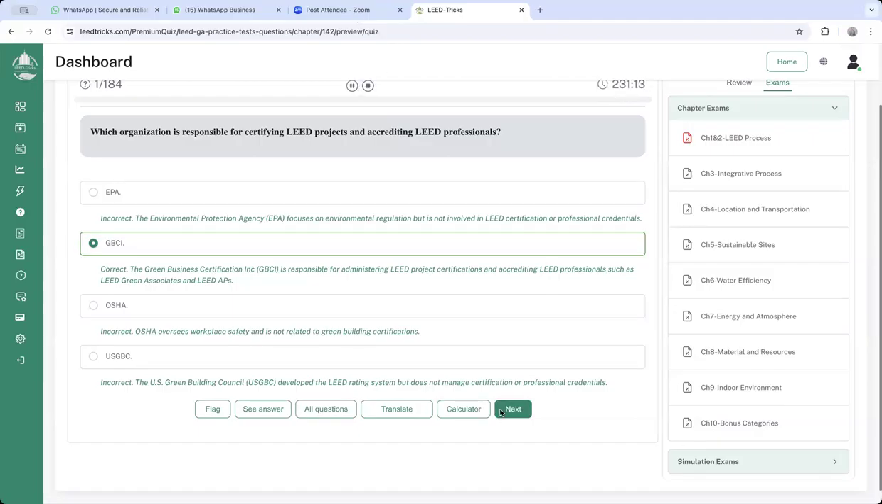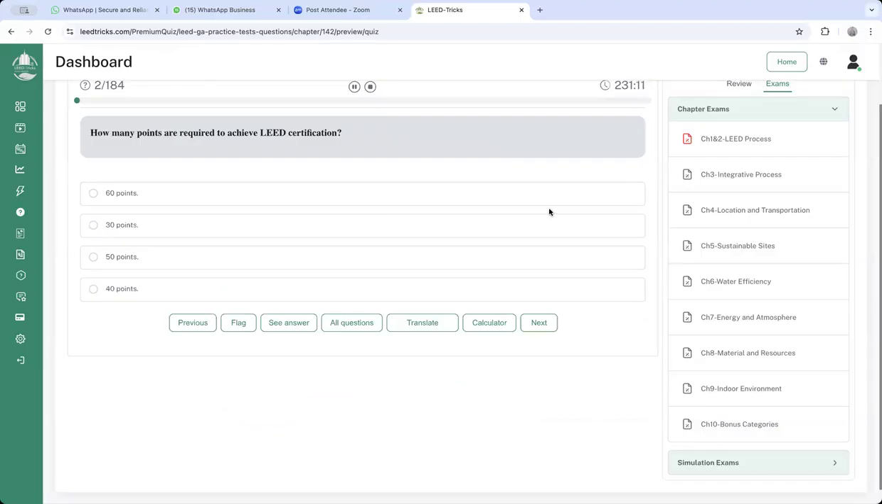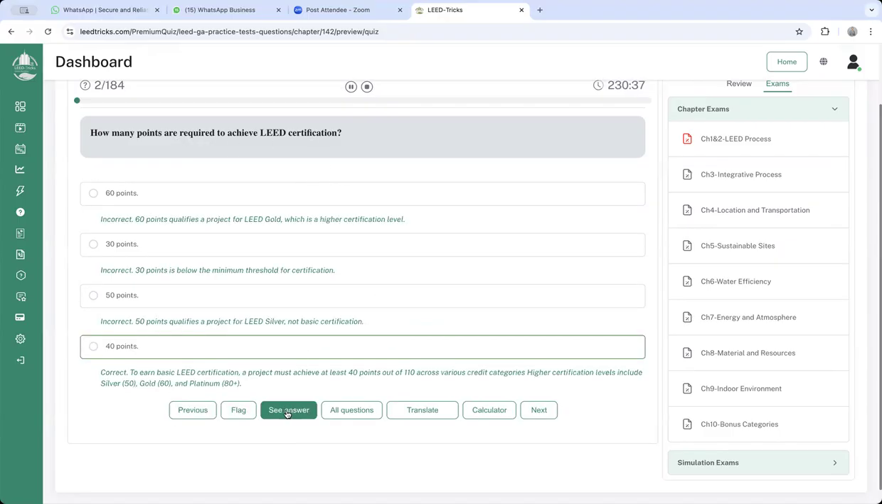Okay, next question. How many points are required to achieve LEED certification? While we are answering, if any question arises, if you think about something, no problem. This is totally open to everyone to express yourself, give ideas, ask questions. No problem at all. Okay. So how many points are required? Required here means the minimum to achieve LEED certificate.